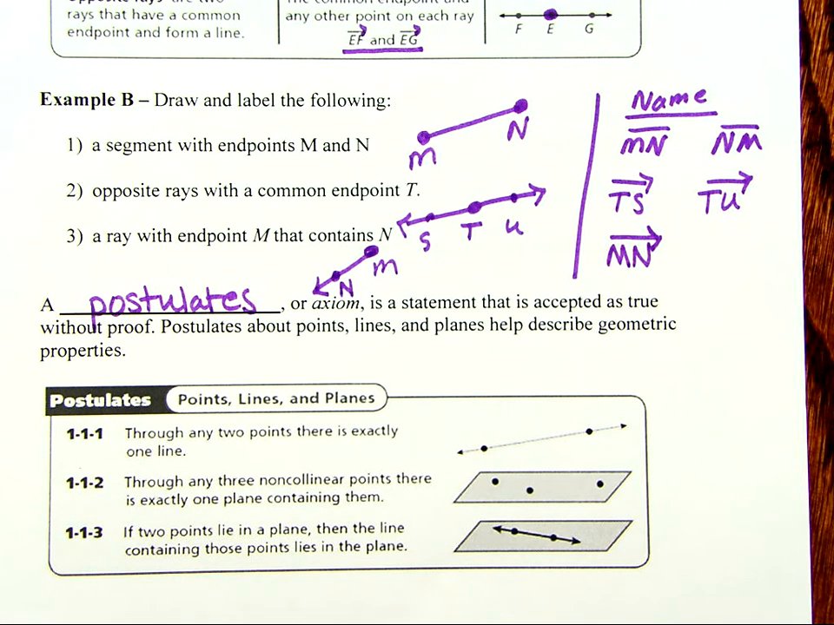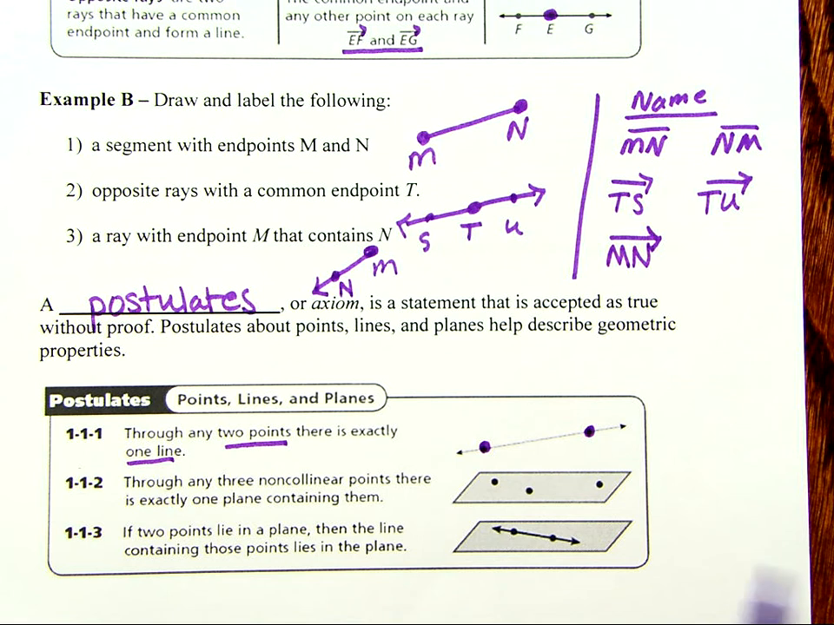So in the first one, it says that through any 2 points, there is exactly one line. Meaning these 2 points here connected with my line, there is no other possible line that I could draw that would connect those points. If I am given 3 non-collinear points, there's exactly one plane that can contain them. So no matter what 3 points a person is given, they can contain them in one plane.